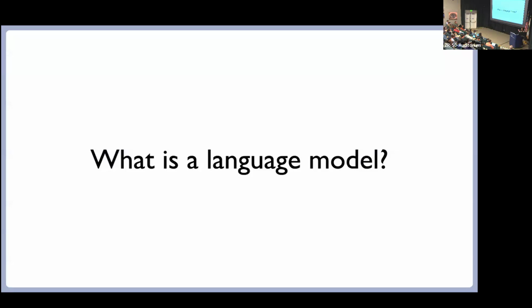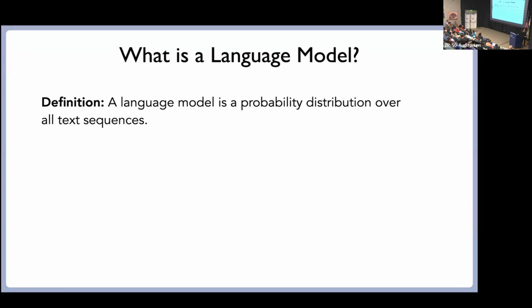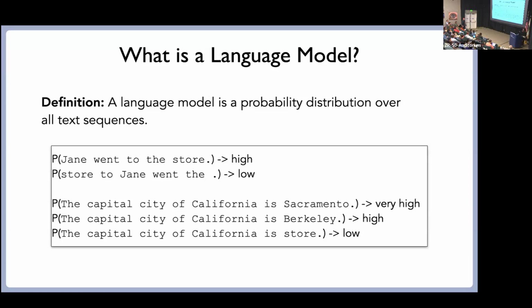I'm sure all of you have heard of the word language model, but what's the definition of a language model? In media, people often think of it as products like ChatGPT, Copilot, Gemini, Claude, or DeepSeek. But this is actually not the original definition of a language model. So what's the real definition of a language model? A language model is a model that assigns a probability score to every possible text sequence in the world. So it assigns a probability score for how likely this sentence is. It can do that for any kind of sentence.